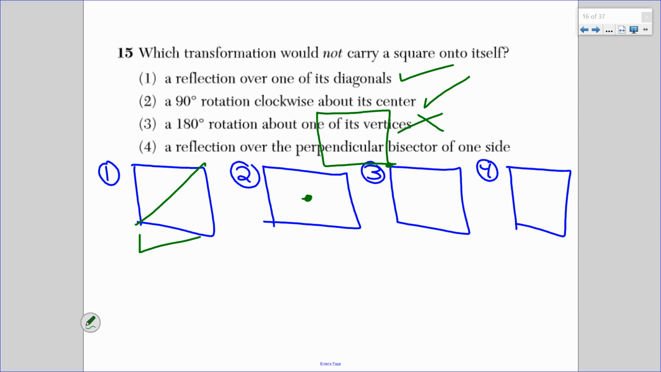A reflection over the perpendicular bisector of one side. Well, the perpendicular bisector of one side would be that. That's a line of symmetry. That works. Choice 3 will map that onto itself.